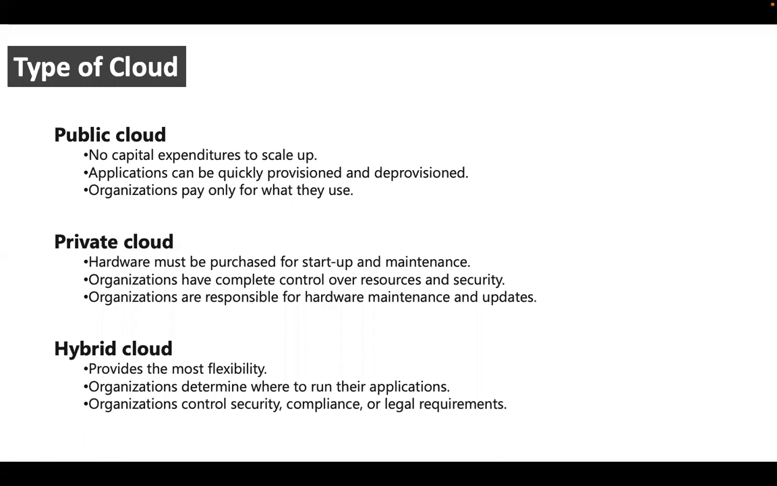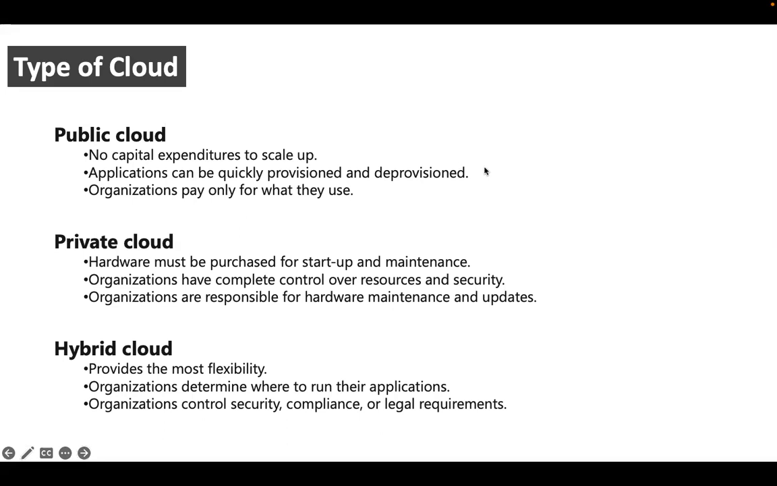So when we talk about the cloud, we have three types of cloud. One is public cloud, private cloud, and hybrid cloud. We'll discuss more details about these clouds when we move forward, okay? When you move on to learn more things on that. But now just understand what is this public cloud. No capital expenditures to scale up. Applications can be quickly provisioned and deprovisioned. Organizations pay only for what they use.